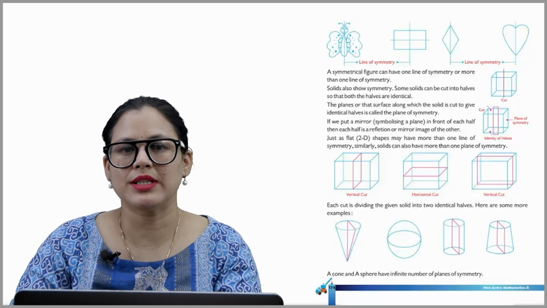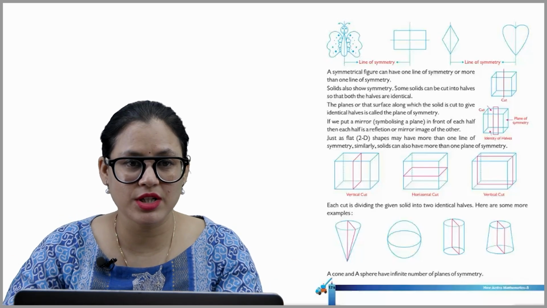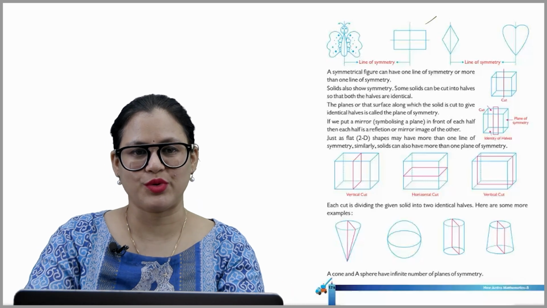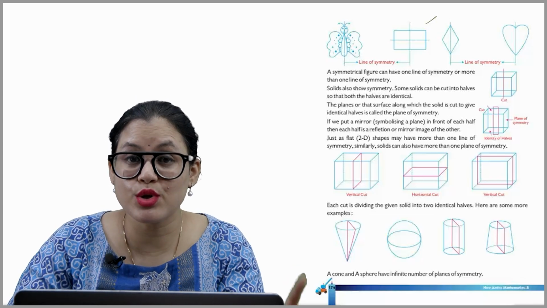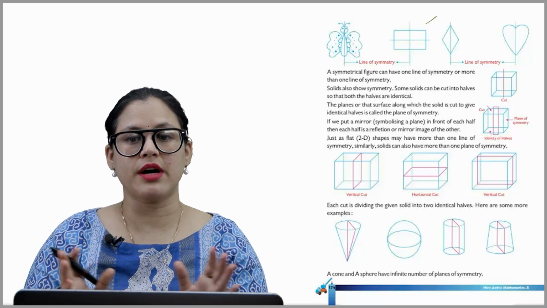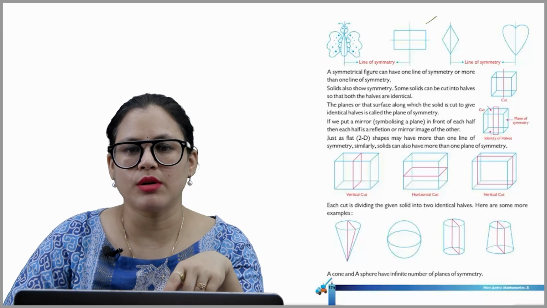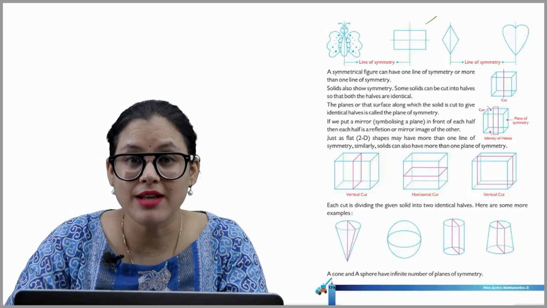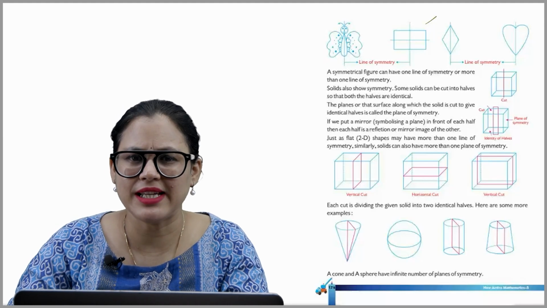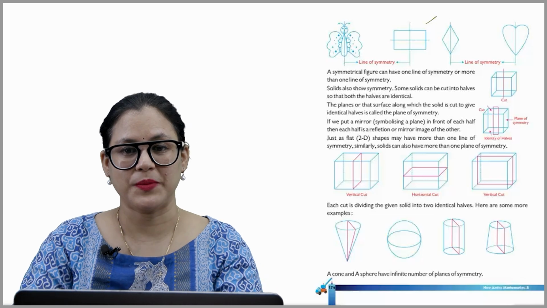You are familiar with this term, symmetry, right? A symmetrical figure can have one line of symmetry or more than one line of symmetry. Like in this case, we have two lines of symmetry. Solids also show symmetry. Some solids can be cut into two halves so that both the halves are identical. Identical means same. The plane or surface along which the solid is cut to give identical halves is called the plane of symmetry. If we put a mirror symbolizing a plane in front of each half, then each half is a reflection or mirror image of the other.